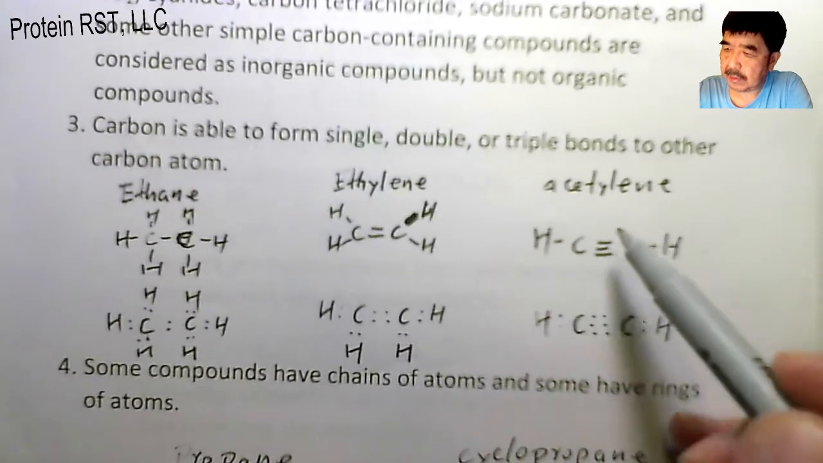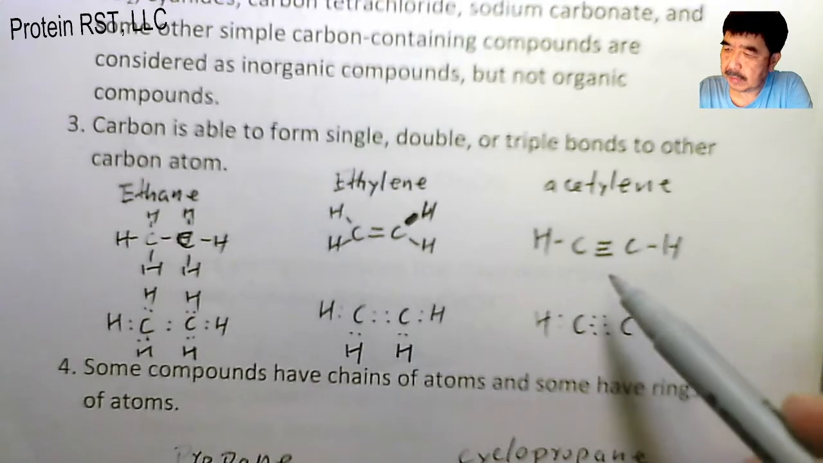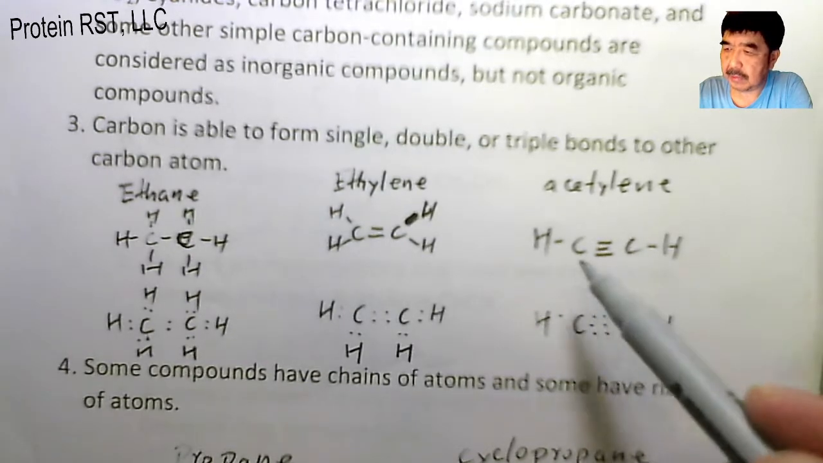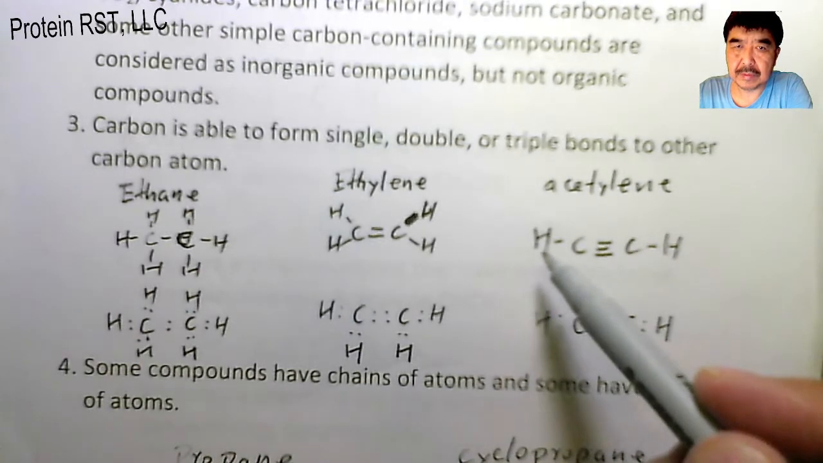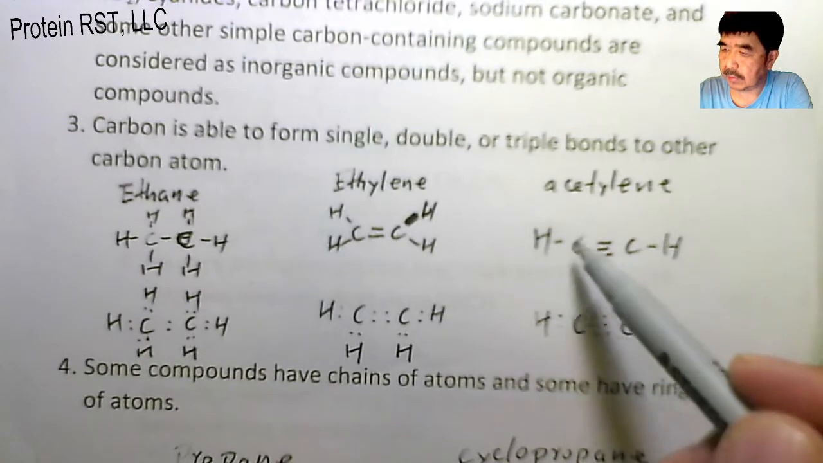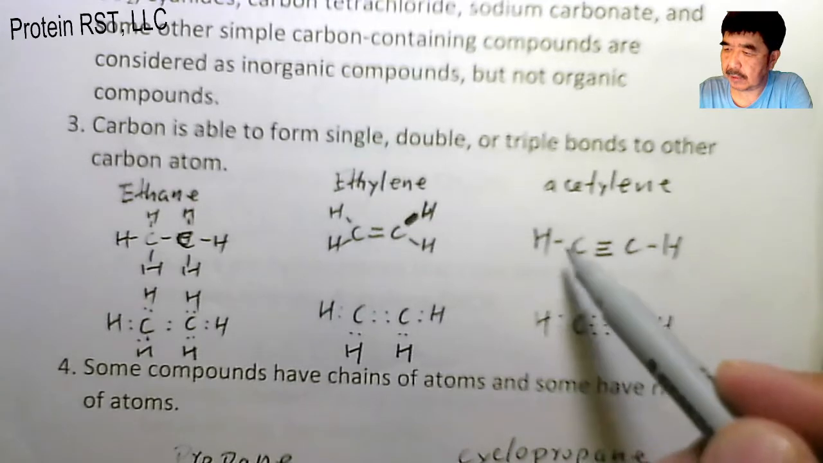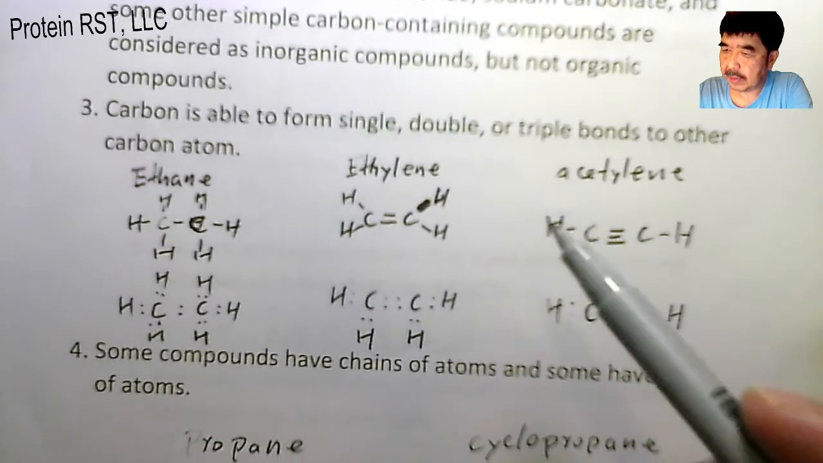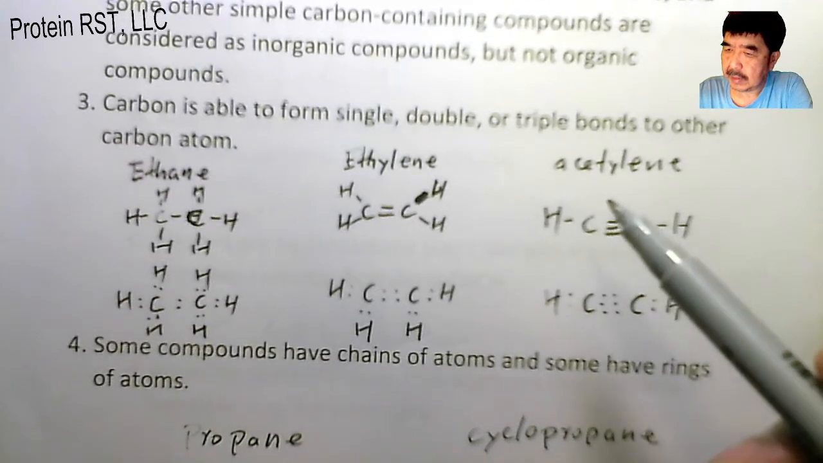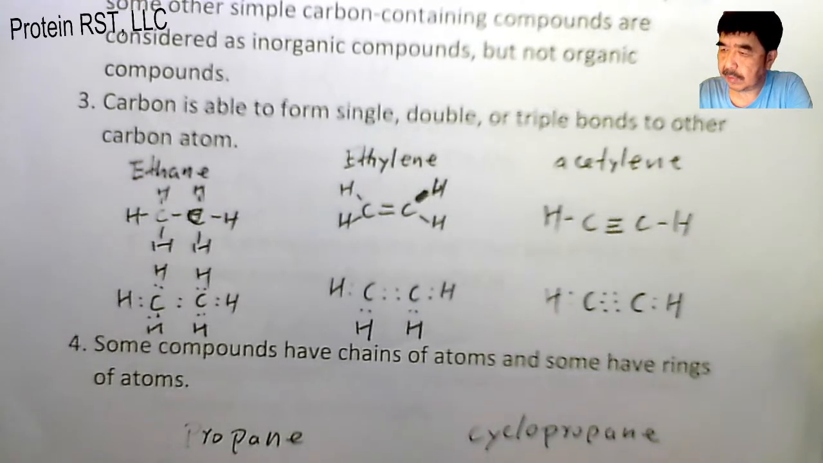For the triple bond, the example here is ethyne. Ethyne has 2 carbons and a triple bond between the 2 carbons. Each carbon has 1 covalent bond with hydrogen. The total covalent bonds of each carbon is 4: 3 plus 1. All right, this shows that carbon can form a single, double, and triple bond with another carbon.